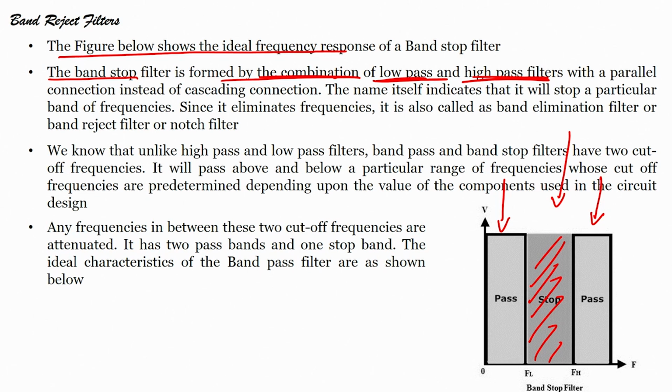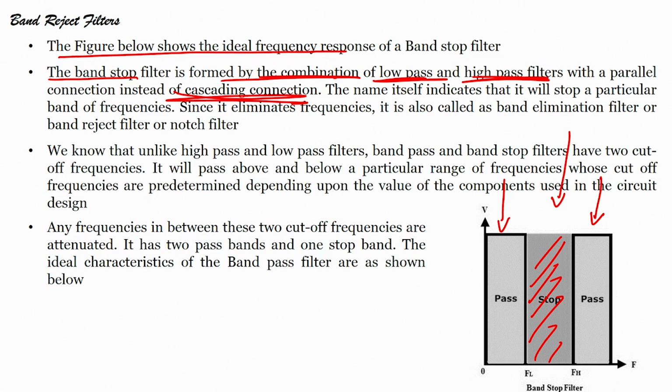In case of the band pass filter, it was high pass and low pass, cascaded. In case of band stop, low pass and high pass with a parallel connection instead of a cascading connection. So in a band pass filter, we were cascading the low pass filter and high pass filter. In a band stop filter, we are connecting the low pass filter and high pass filter in a parallel connection. So remember that when you have to design a band reject or band stop filter, you connect your low pass and high pass in parallel.